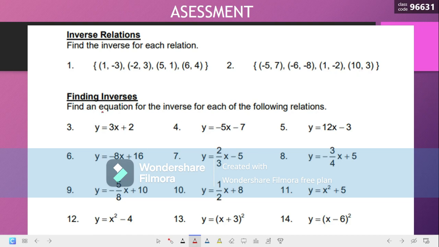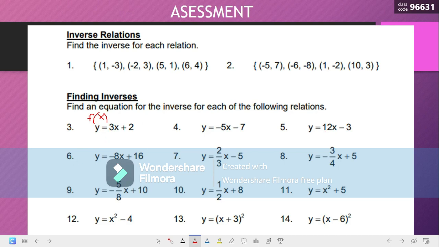Now, finding inverses. Find an equation for the inverse for each of the following relations. Now, this is already expressed in equation form. Remember, y is the same as f of x. Every time you encounter y, that is the same as f of x. So, number 3 is y is equal to 3x plus 2. Number 4, y is equal to negative 5x minus 7. Number 5, y is equal to 12x minus 3.